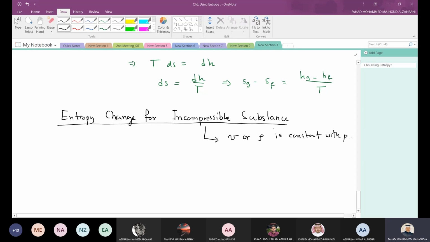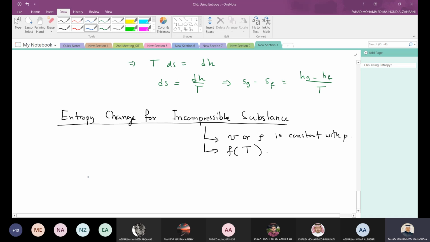In this case, the properties are a function of temperature only. So our specific volume and density are constant, and the properties will only change with temperature. The same thing we can apply to the entropy.